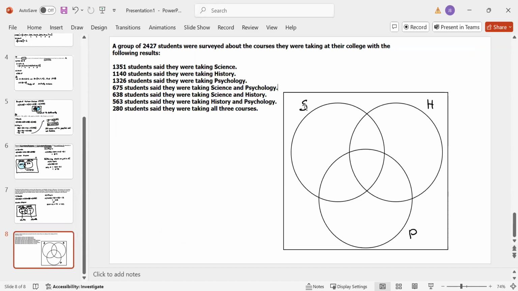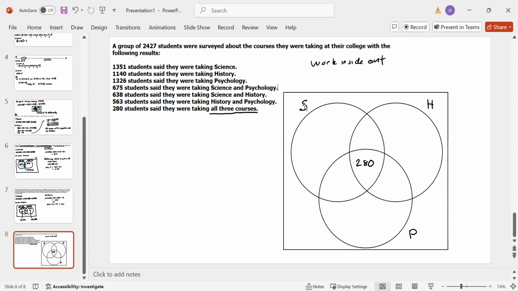And so the key here is just work inside out. So first, determine how many students took all three classes. I see all three classes right there, so that's going to be 280, right? Because they all took three classes, right?